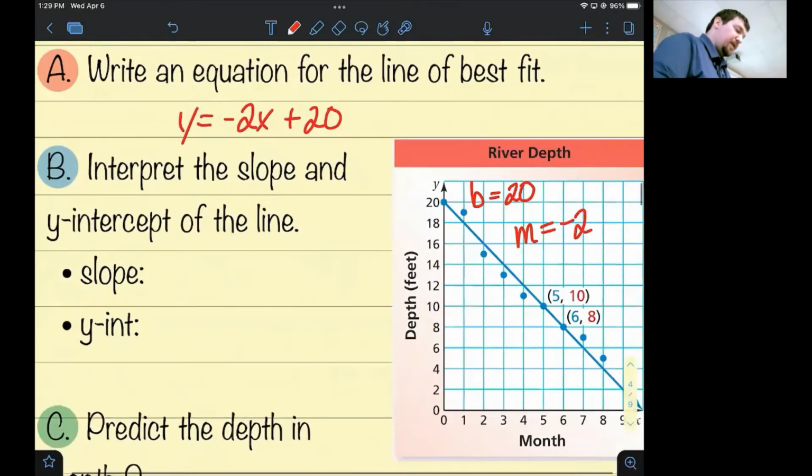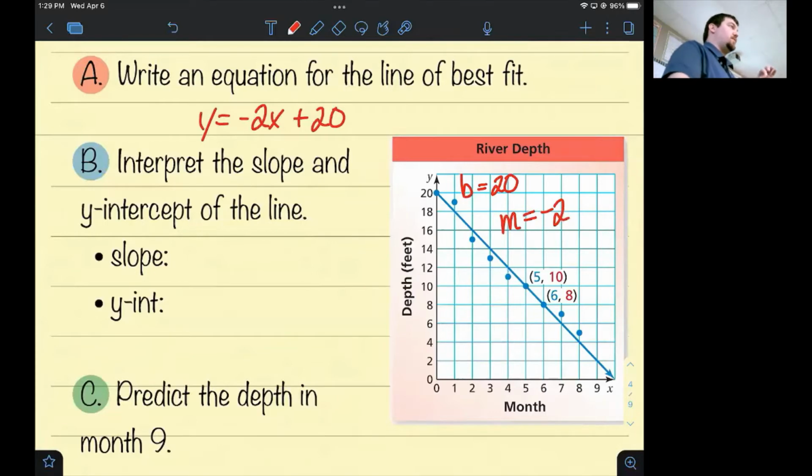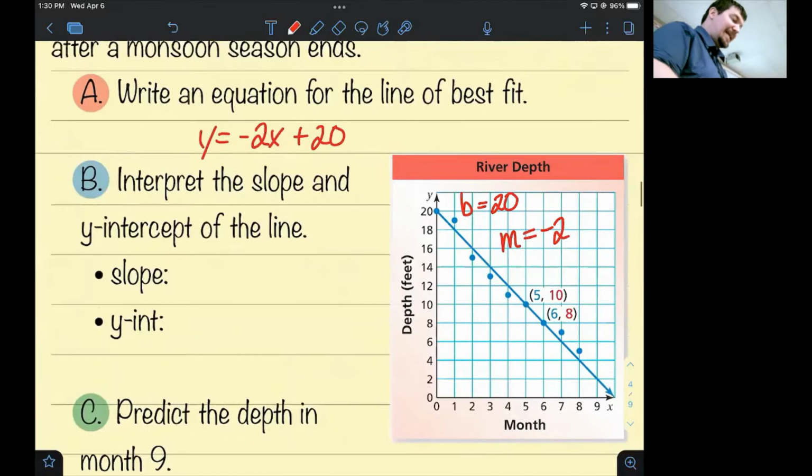Now the x variable we're talking about is months. The y variable is feet. So when Jimmy says -2 or -2 over 1, he's saying it's going to go down 2 feet. That's the y value on top over 1 month. Okay, so keep that in mind. So the river is decreasing, or it's going down because the monsoon season has ended, it says.